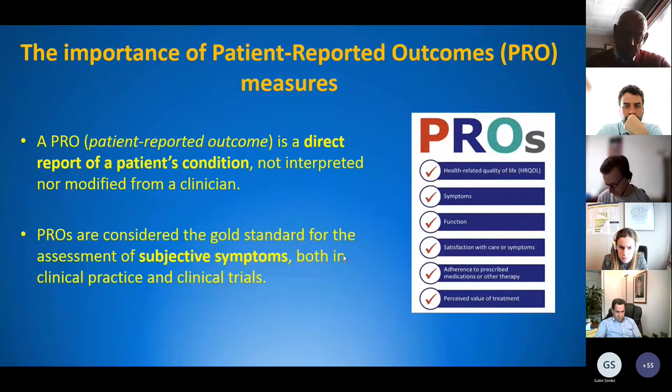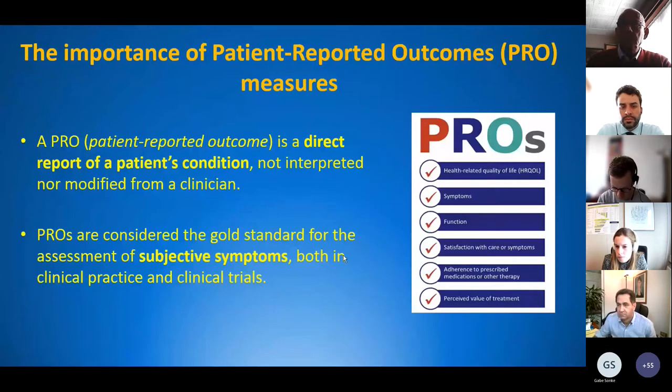Let's move to another interesting topic, that is the importance of patient-reported outcome measures. We all know that the PRO is a direct report of a patient's condition, whatever it may be. It is sufficient that it is not interpreted or modified by a clinician. And we know that PROs are now considered the gold standard for the assessment of subjective symptoms, both in clinical practice and clinical trials.